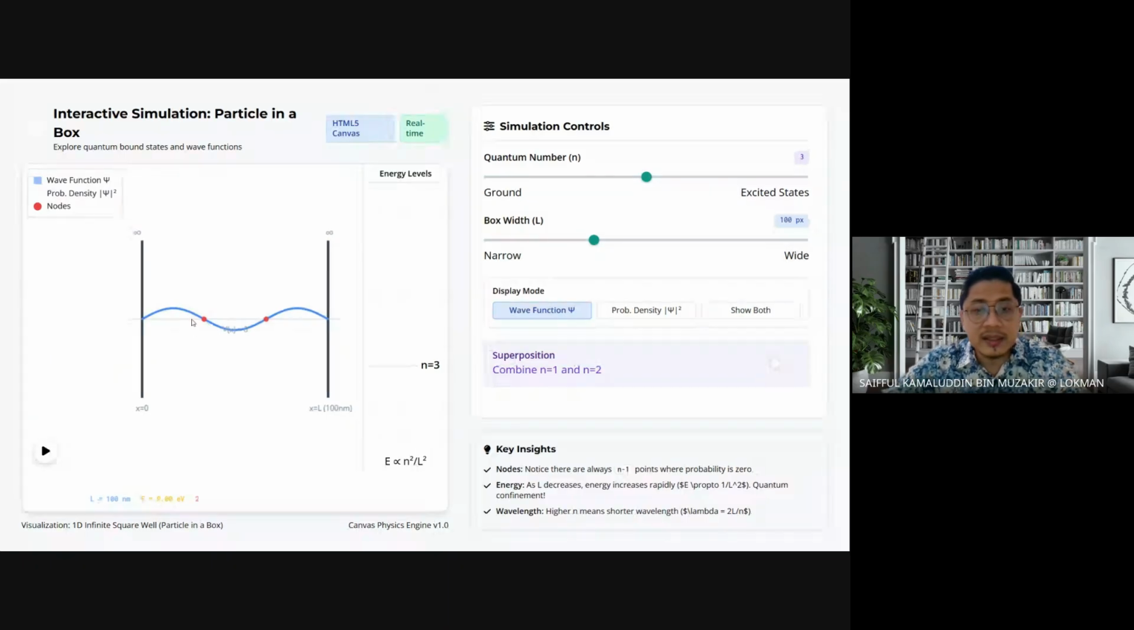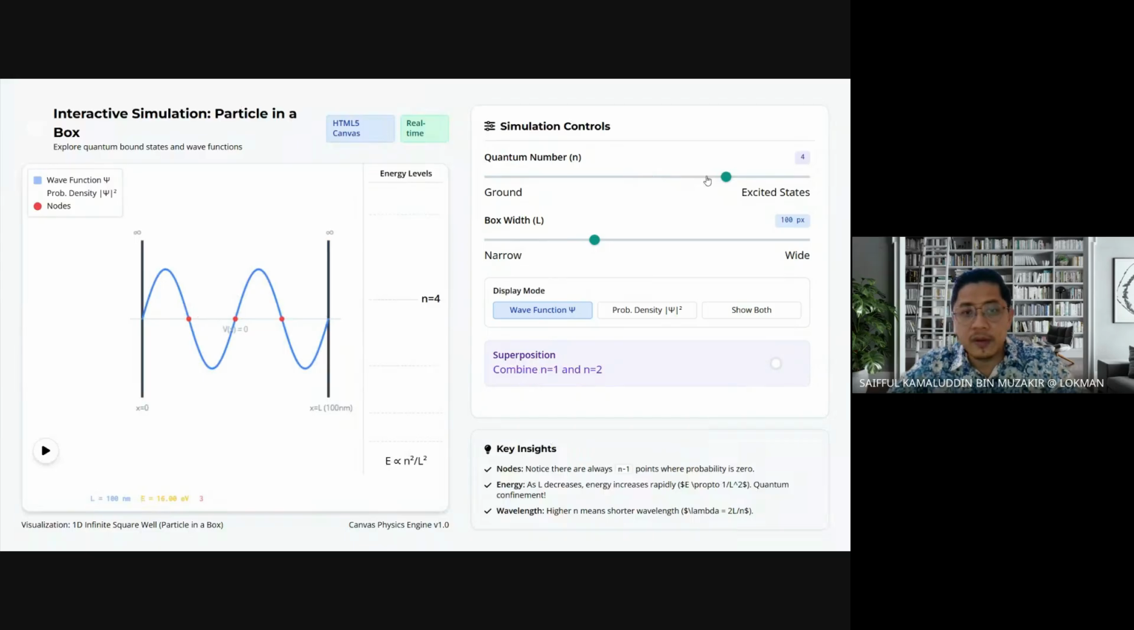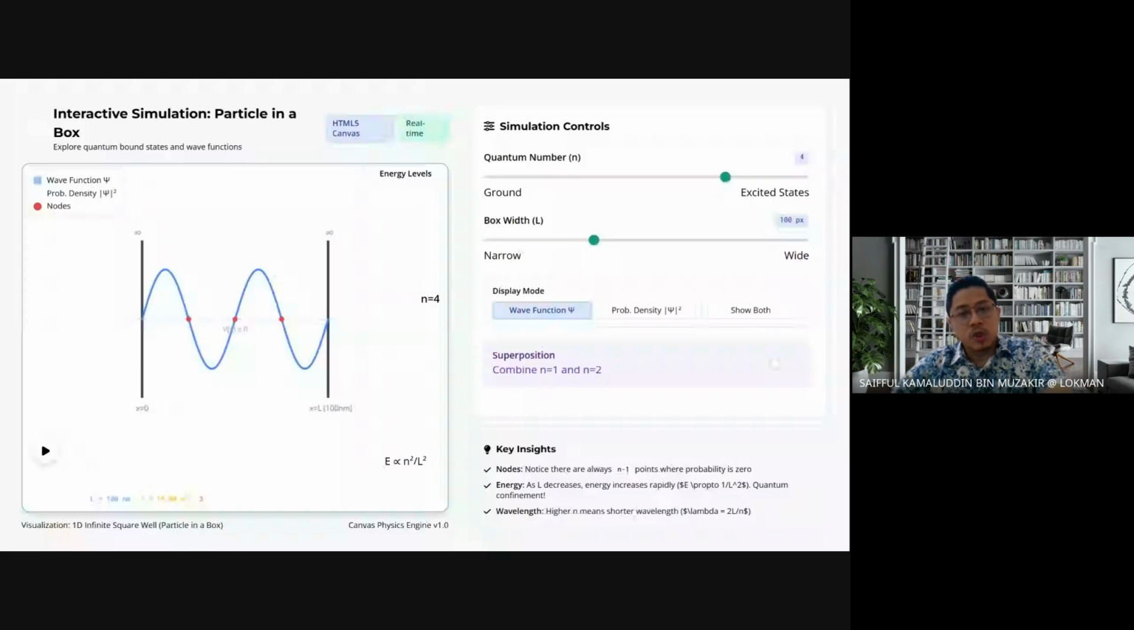See the nodes, the points where there is no probability. 1, 2. Nodes are the places where the probability of the electron existing is 0. There are 2 places there. If we increase to N equals to 4, the number of nodes will be 3, because 4 minus 1. So 1, 2, 3. 3 nodes. So on and so forth.